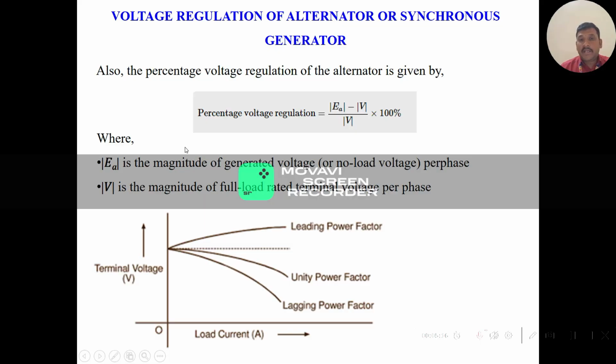So that leads to more voltage regulation, and that shows that the generator is improper and not suitable for the applications. So it should be known that before using the alternator, we have to calculate the voltage regulation of the machine in order to utilize the machine properly.